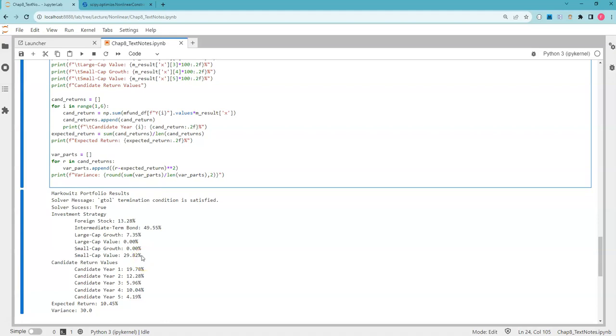So in the end, we'd basically have an optimal solution where this would be the distribution of funds across the different options. So in this case, it looks like you'd have investments going to the foreign stock. The intermediate bond stock would be a heavy favorite at almost 50%, the large cap growth, as well as the small cap. Large cap value and small cap growth being neglected and not having any investments toward them. Then your returns for each possible candidate year is 19, 12, 5, 10, and 4, which computes an expected return of 10.45. And notice the variance, we're hugging right on top of the variance threshold at that 30% there.